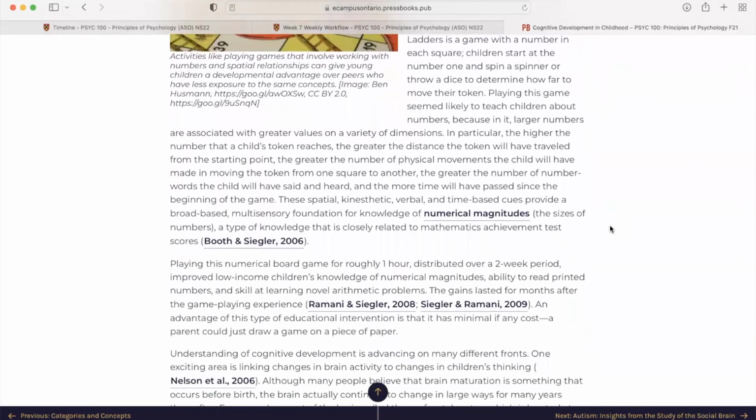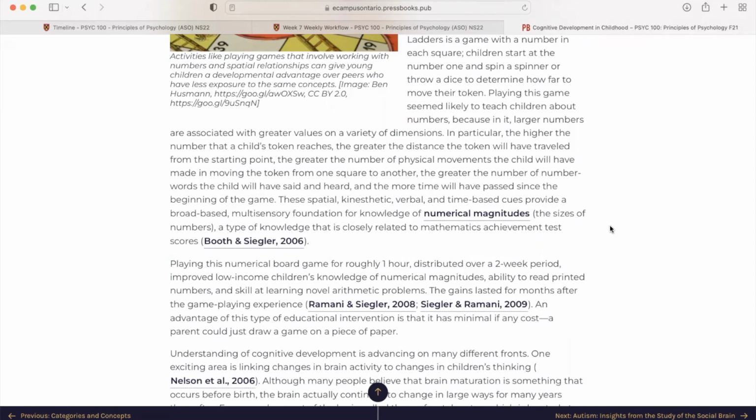The greater the number of number words the child will have said and heard, and the more time will have passed since the beginning of the game. These spatial, kinesthetic, verbal, and time-based cues provide a broad-based multisensory foundation for knowledge of numerical magnitudes, the sizes of numbers, a type of knowledge that is closely related to mathematics achievement test scores.